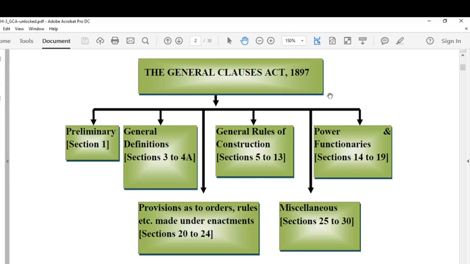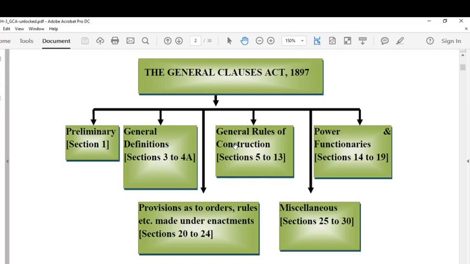will commonly apply all the definitions which are given in General Clauses Act 1897. So there are very few important definitions that are given in our syllabus. And apart from the definitions, it does contain certain general rules of construction.